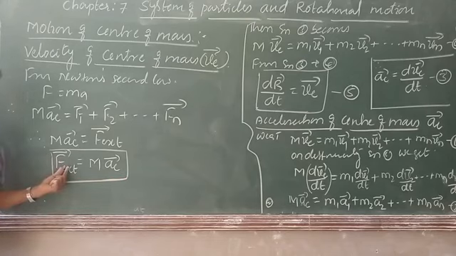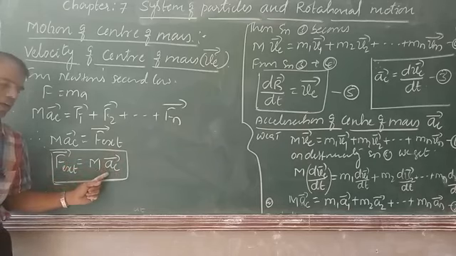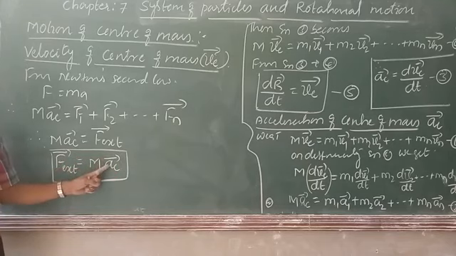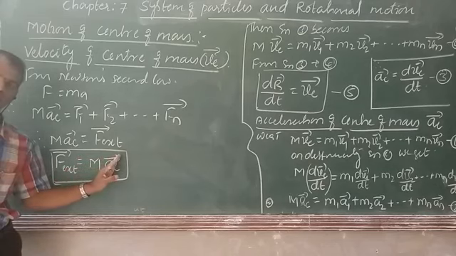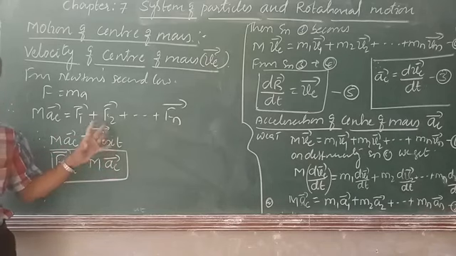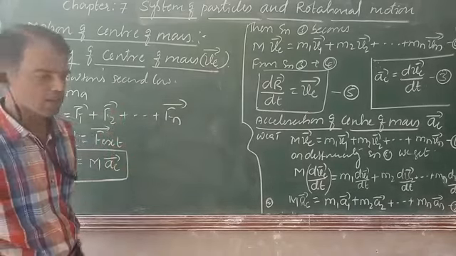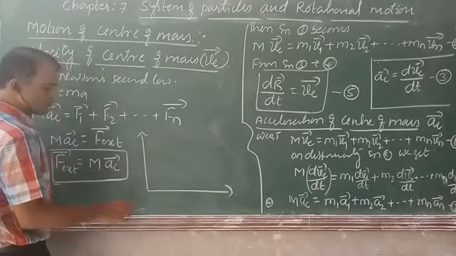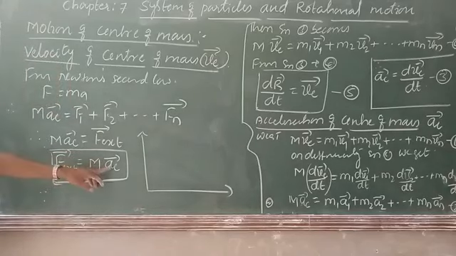So if the external force acting on the system of particles is 0, then the acceleration of the center of mass is 0. Thus, acceleration of the center of mass occurs only when an external force acts on the system of particles. If no external force acts on the system, there is no acceleration. That means in that case, all particles will move with a constant velocity. The motion of center of mass can be illustrated by this example.